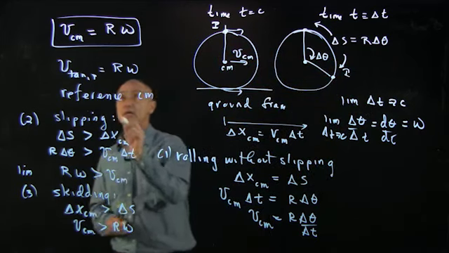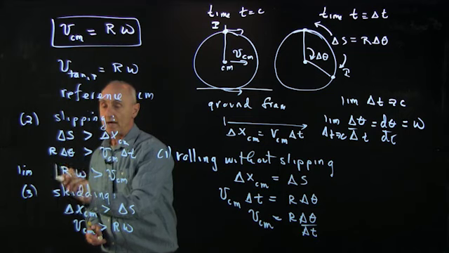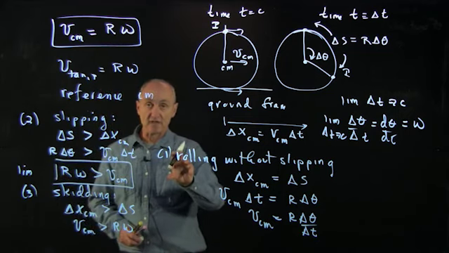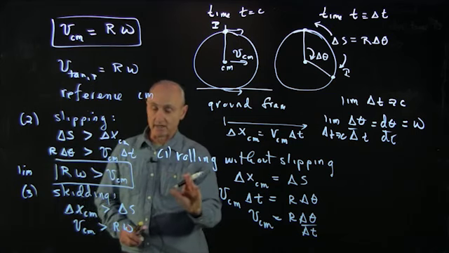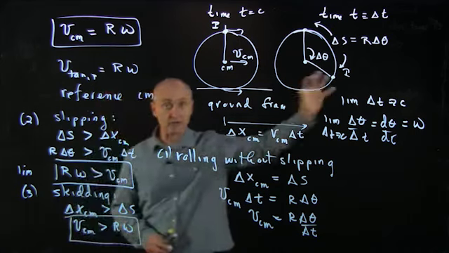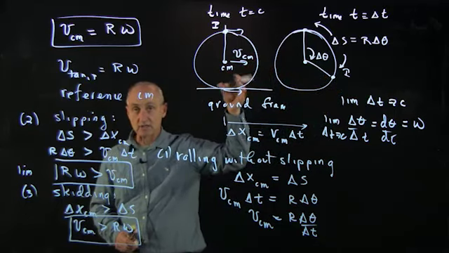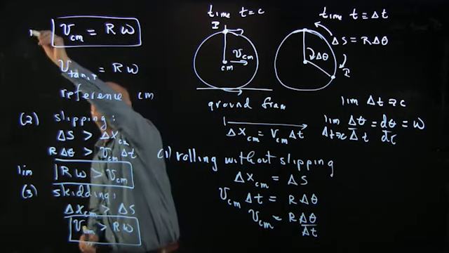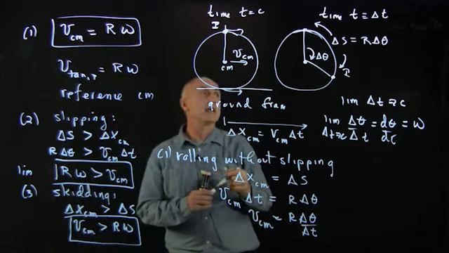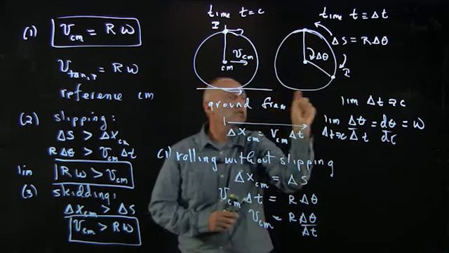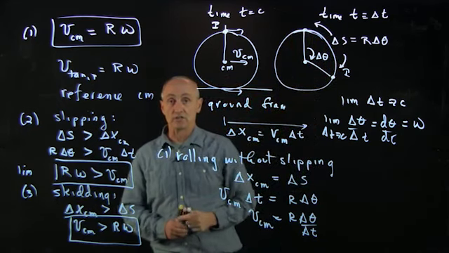So we have our 3 conditions. We have the slipping condition where it's spinning faster than it's translating. We have the skidding condition where it's translating faster than it's spinning. And we have the rolling without slipping condition in which the arc length is exactly equal to the horizontal distance along the ground.